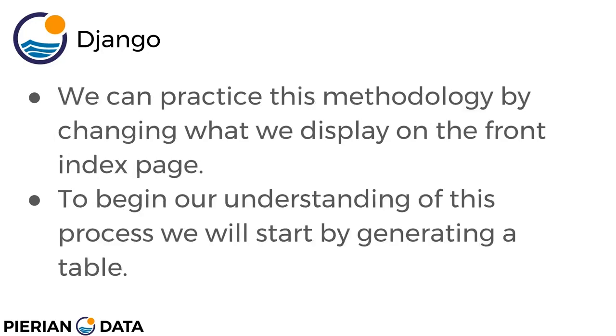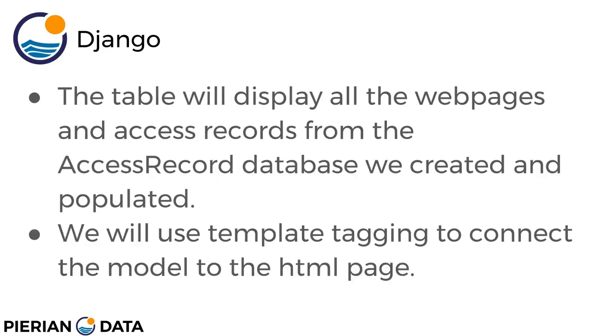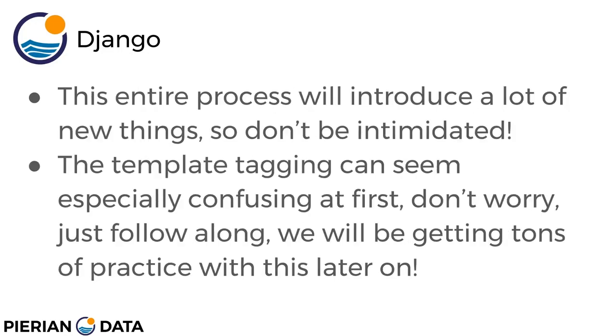We can practice this methodology by changing what we display on the front index page. So to begin our understanding of this entire process, we're going to start by actually generating a table on that index page. The table will display all the web pages and access records from the access record database we created and populated. We'll also be using template tagging to connect the model to that HTML page. This entire process is going to be introducing a lot of new things, so don't be intimidated. The template tagging especially can seem confusing at first.